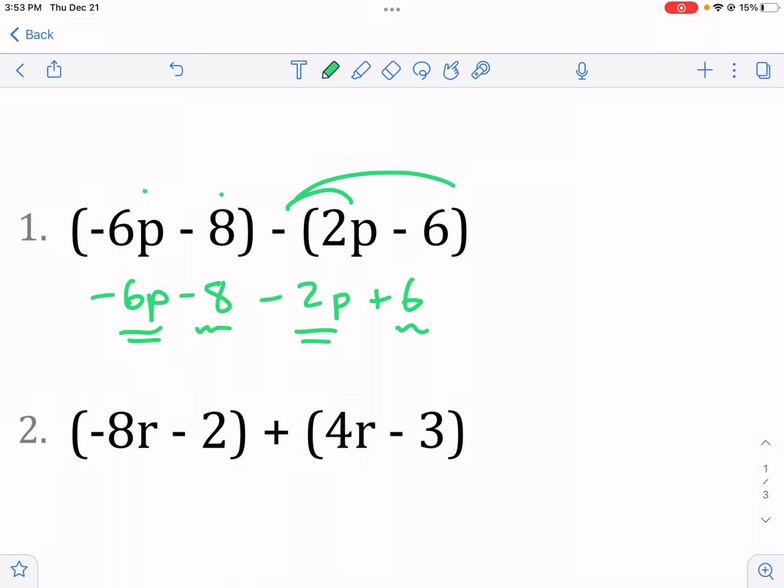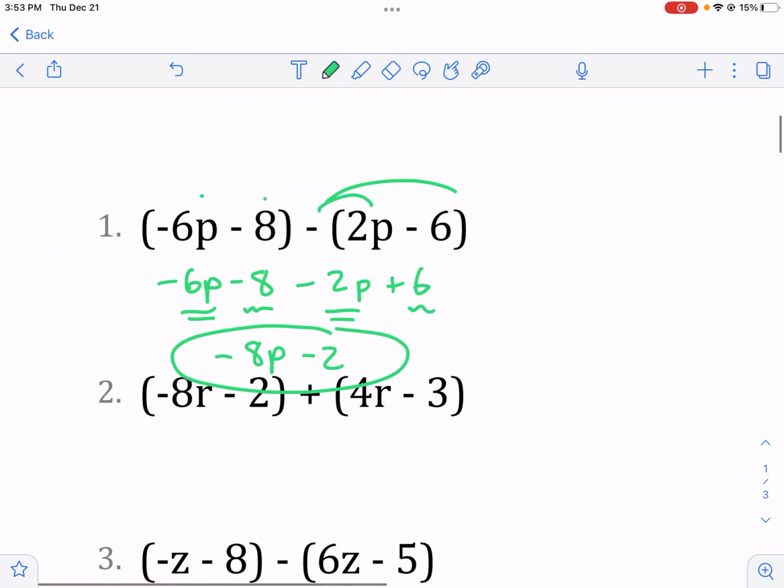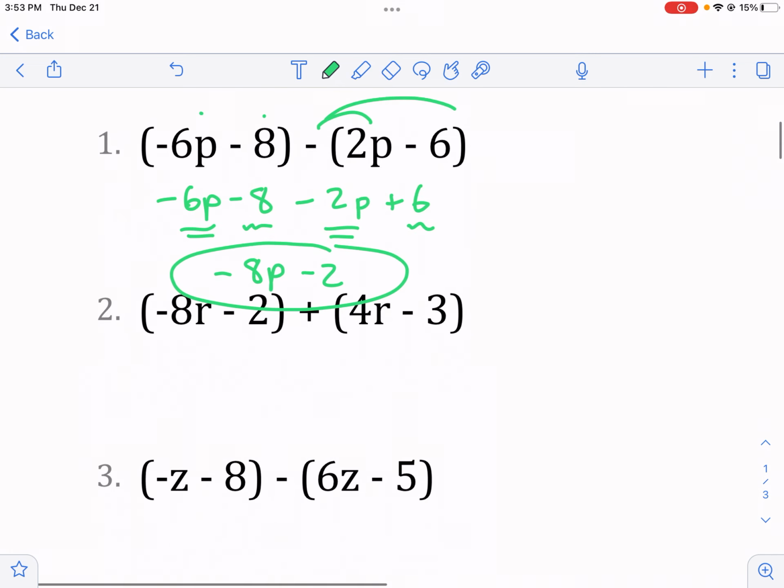Now, as I simplify further, I just concentrate on the p's first, -6p and -2p. That gives me -8p in total. And then -8 plus 6, well, that equals -2. And that's my answer. That's my simplified expression after I do that distribution of the negative sign.